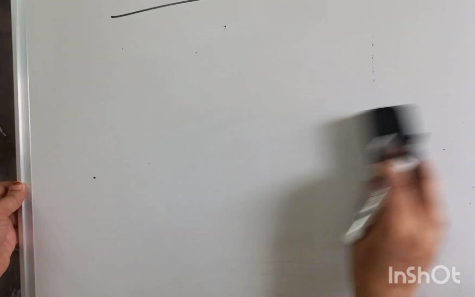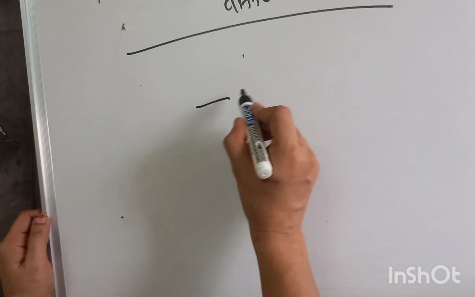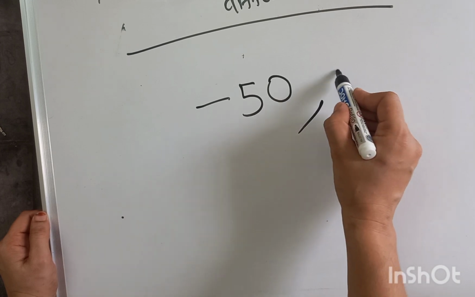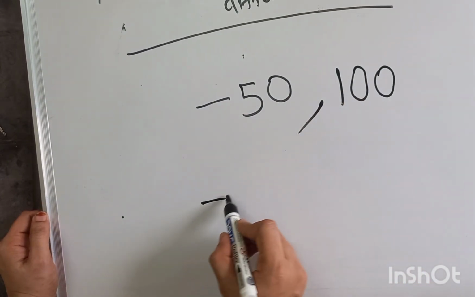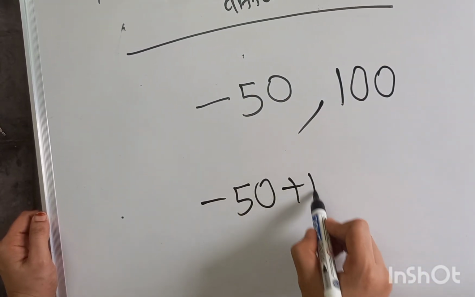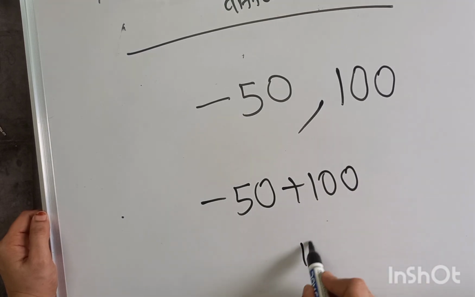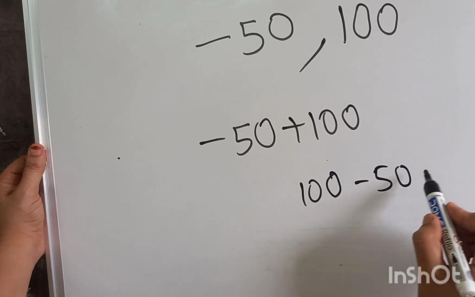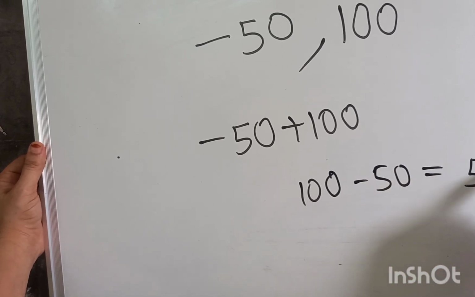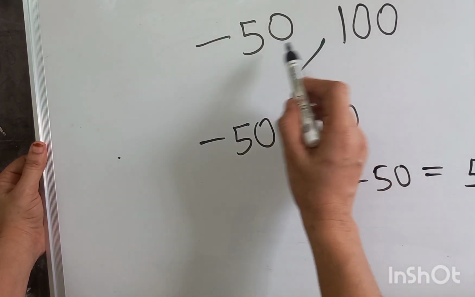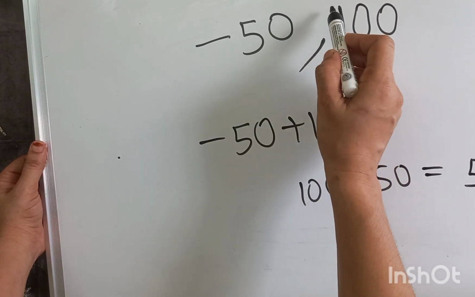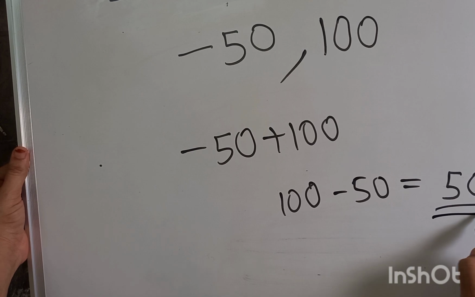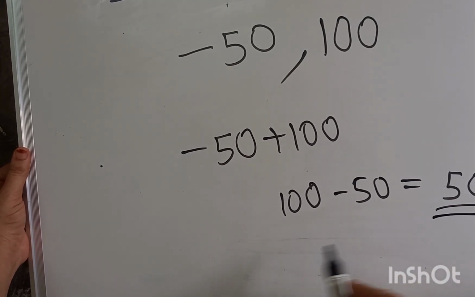Similarly, you can take any two numbers. For example, negative 50 and positive 100. Negative 50 plus positive 100. Here 100 is the greater number, so you do 100 minus 50, and the answer will be 50. Checking the question, 100 is the greater number and it has the sign positive, so the answer will be positive itself. So it will be 50.